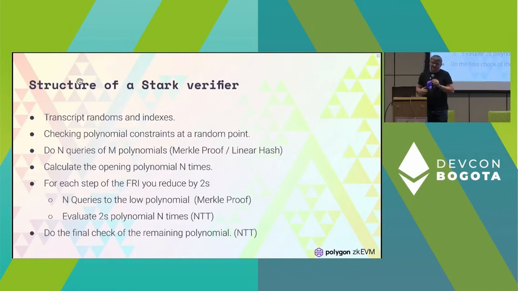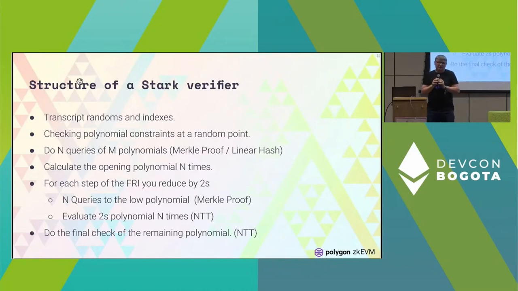Okay, and finally we have the FRI. FRI is openings again, so lots of openings. Every time that you go a step back in FRI, you do openings. So this is again Poseidon here, and then you have to do polynomial evaluations, but these are in the cross prime. This is in the Goldilocks prime field.